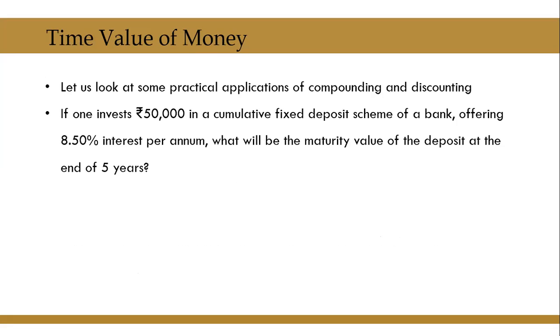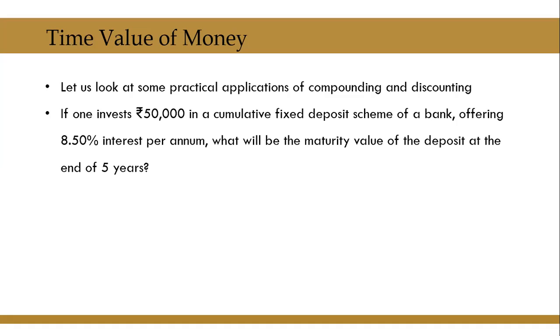Let us take an example. If one invests rupees 50,000 in a cumulative fixed deposit scheme of a bank offering 8.5% interest per annum, what will be the maturity value of the deposit at the end of 5 years? Here what we need to understand is this is a cumulative fixed deposit scheme, which means if you invest 50,000 today for 5 years, the maturity value will be your 50,000 plus cumulative interest of all the 5 years put together. That means in between you are not going to get any cash flows.